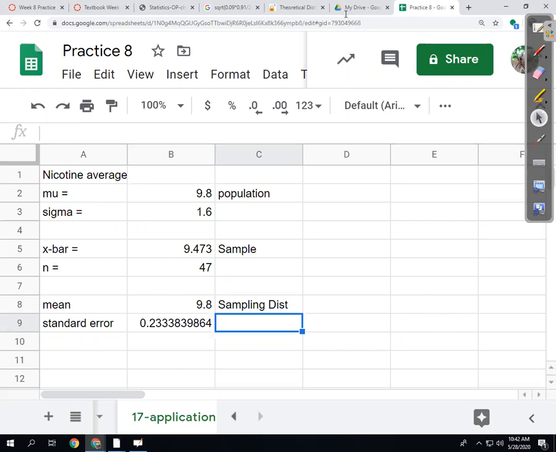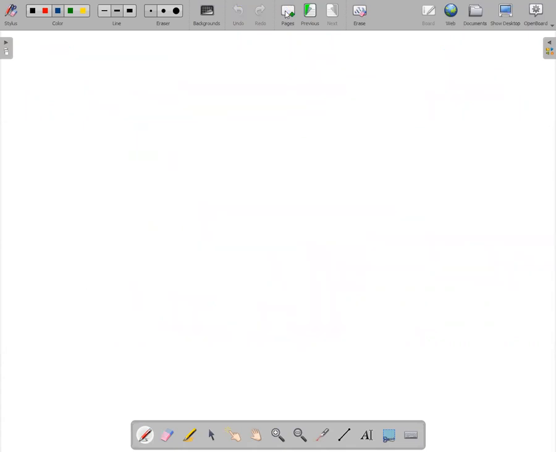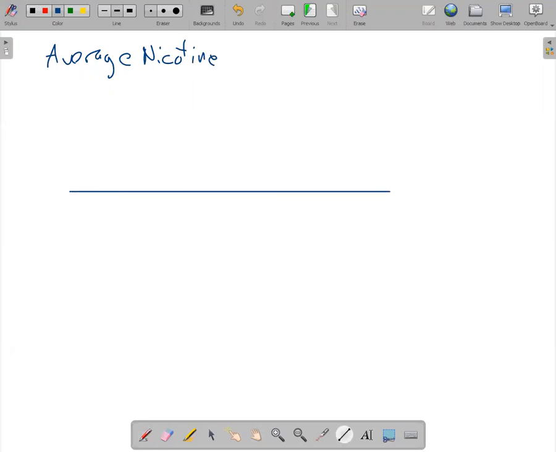Okay, making progress. Next, I need to draw a picture and then figure out how to do a calculation. I'll also whip out StatKey on this. So I need a new page for that. So again, this is average nicotine. And let's draw our best bell-shaped curve. Hey, that's not bad.